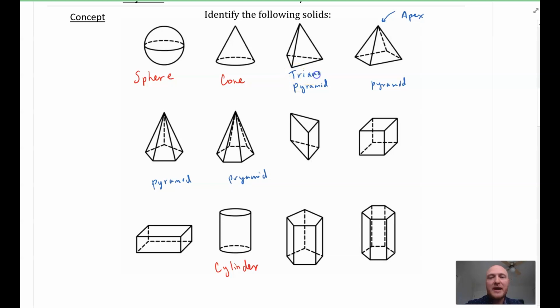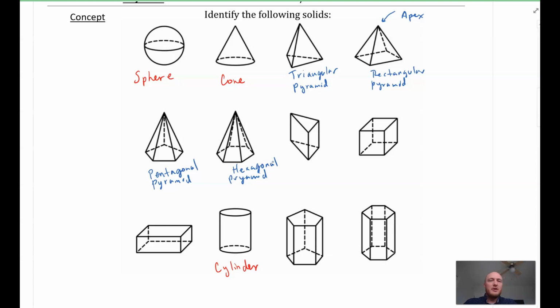This is a triangular pyramid because its base is a triangle. Over here we have a rectangular pyramid because its base is a rectangle. And what about this one down here? Well, 5 sides, so that is a pentagonal pyramid. How about this one? 6 sides. Well, that's a hexagonal pyramid. Okay, so those are those objects.